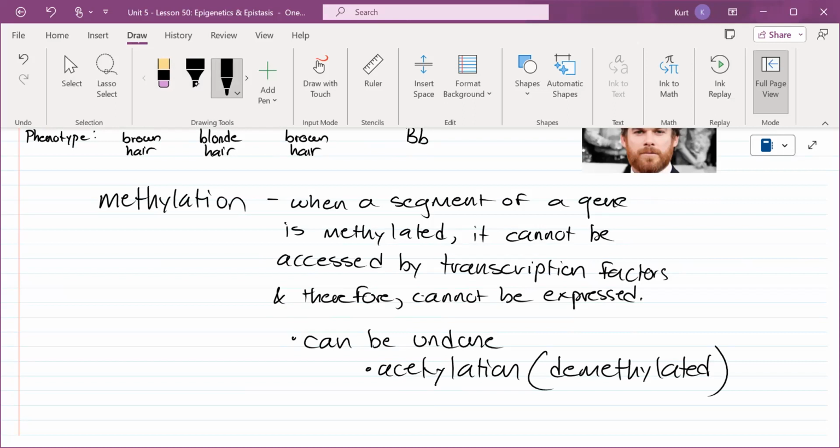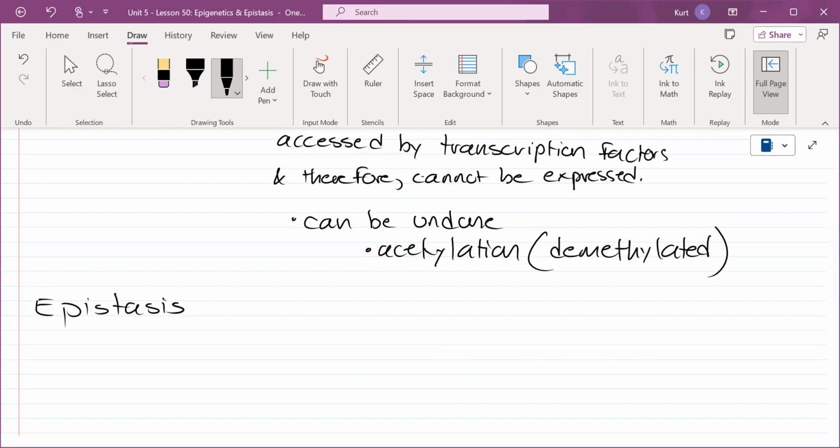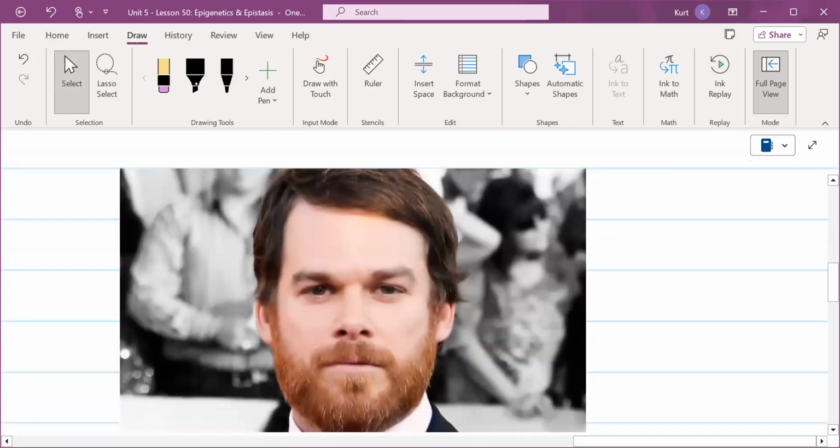All right. That's it for epigenetics. Let's get to the other topic. That's epistasis. Have y'all ever known someone that's had brown hair on their head, brown eyebrows, but they have an orange beard, like this guy? You ever seen someone like that? I'm going to tell you why that happens.